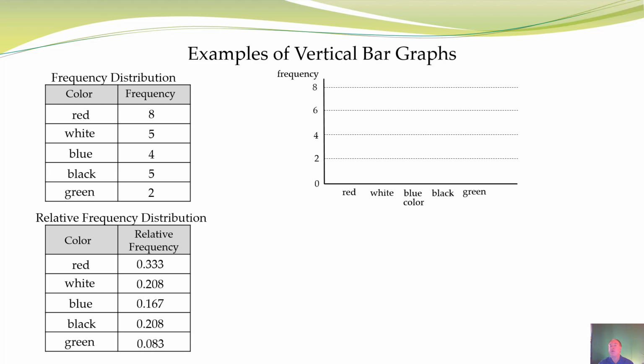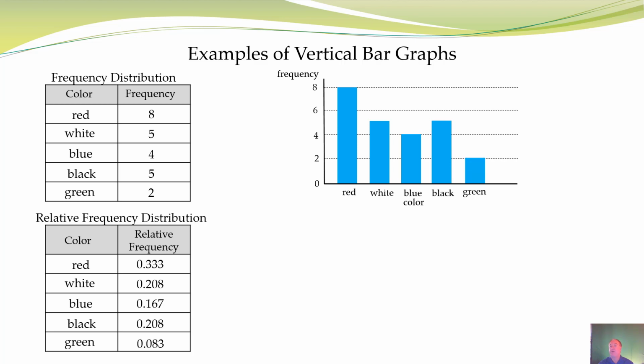Vertical axis, we put frequency. And since our highest frequency was 8, we have to at least go as high as 8. Now next we would draw a bar above the red to go to 8, since the frequency was 8. White, the frequency was 5, so a bar goes to 5. Blue goes to 4, black goes to 5, green goes to 2. And this would be your vertical bar graph, and this would be a frequency bar graph.